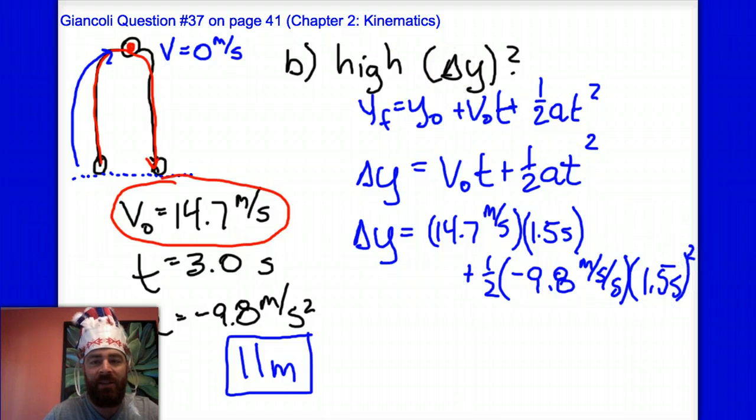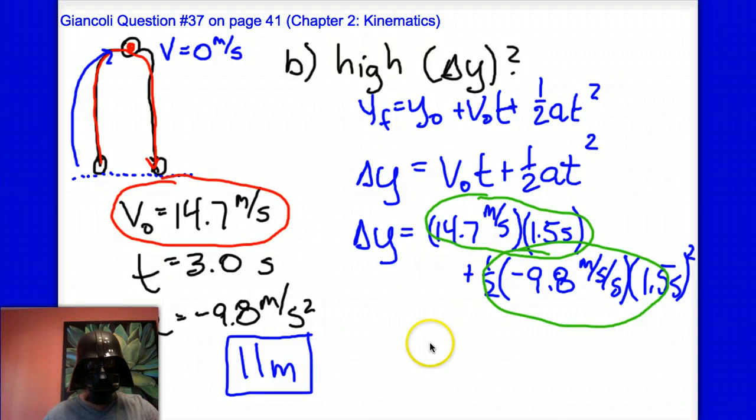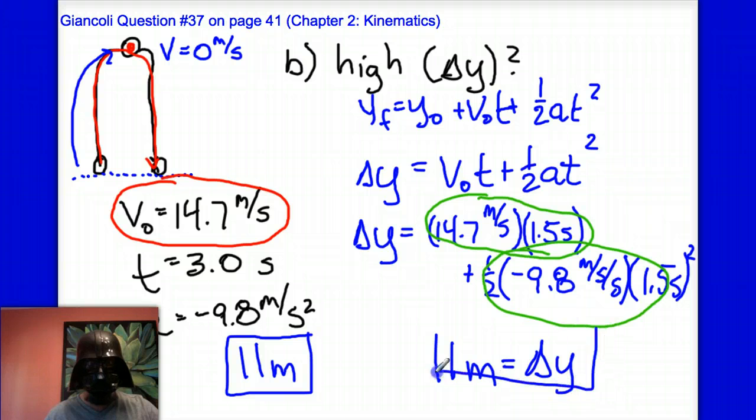Notice that the first term here is positive, and that the second term here is negative. So I'm going to get two numbers, the second term being subtracted from the first. When I run that through my calculator, I should get something similar. And the answer to this problem is still 11 meters.